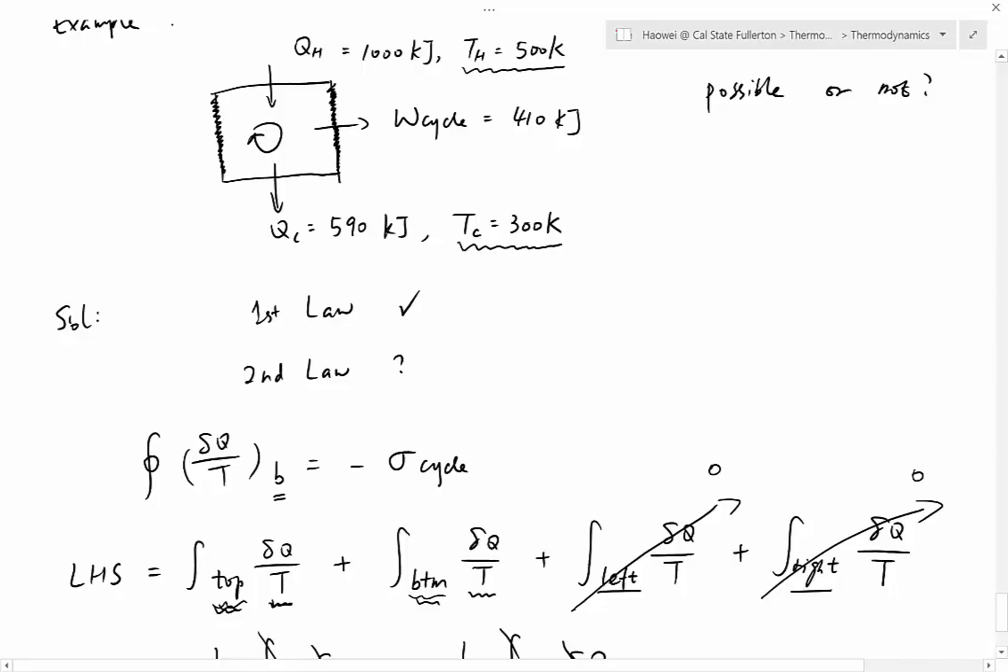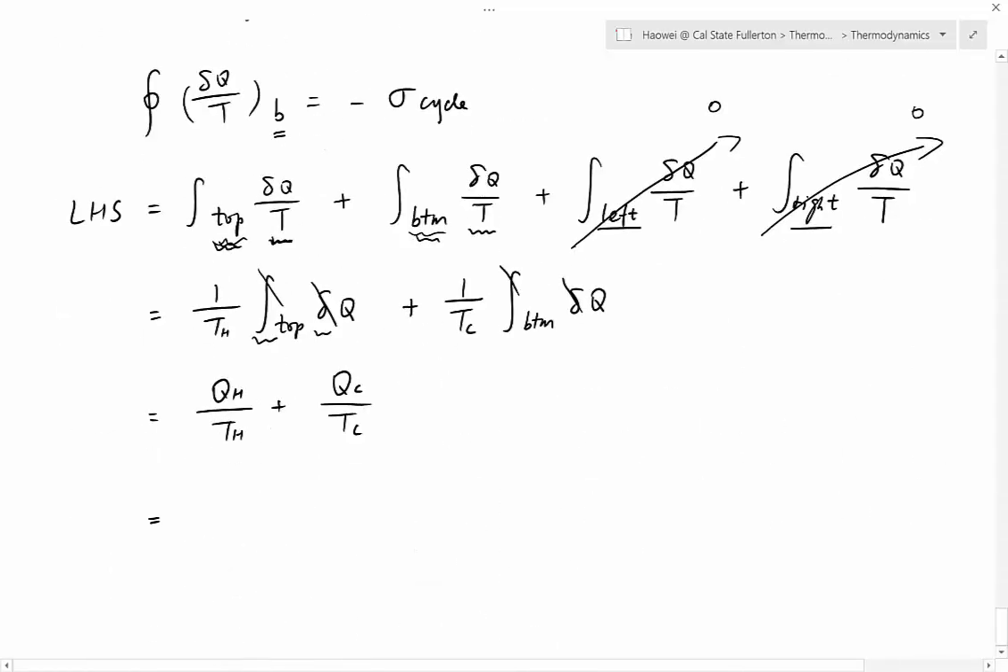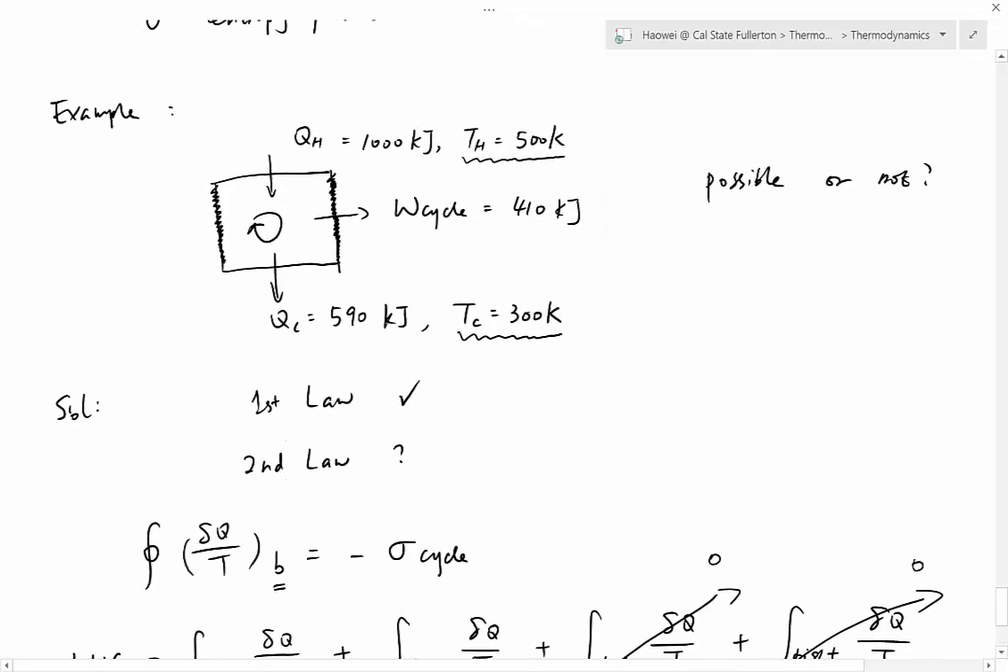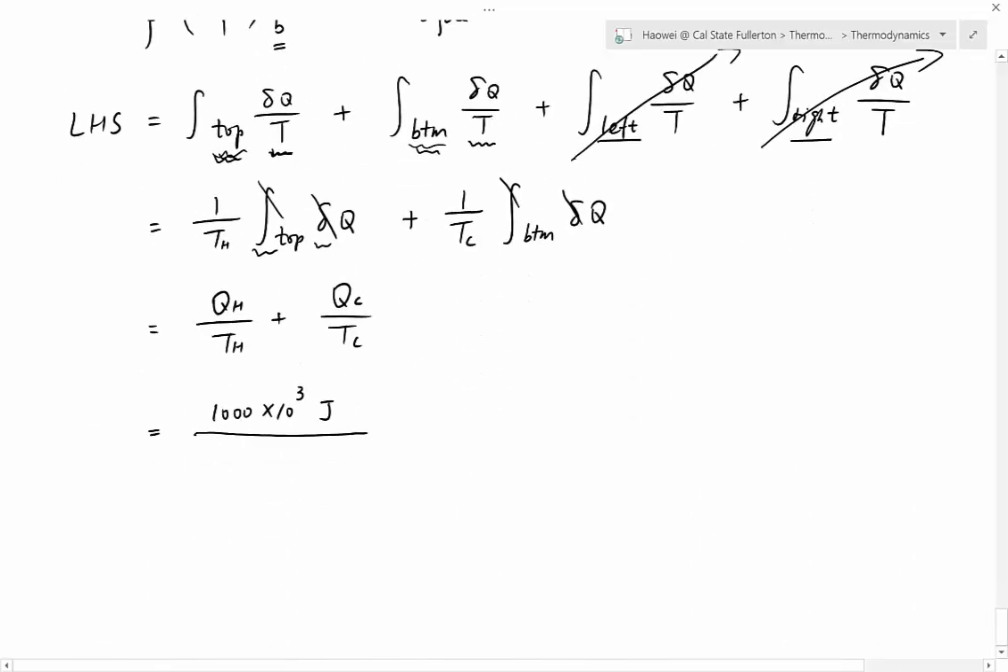And QH goes into the system, so your system gains heat. If your system gains heat, you should plug in a positive QH. So that's 1000 kilojoule. Multiply this number by 1000 to convert it to SI unit, which is joule. Divided by T hot. T hot is given, which is 500 K. 500 K is SI unit, nothing we need to do, plus QC.